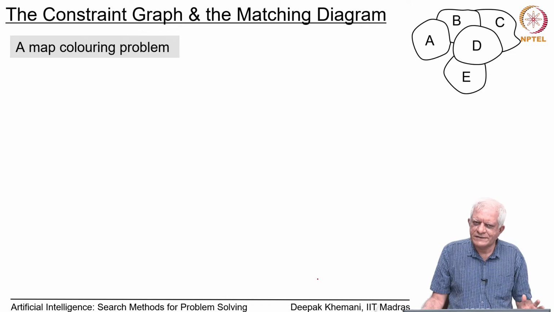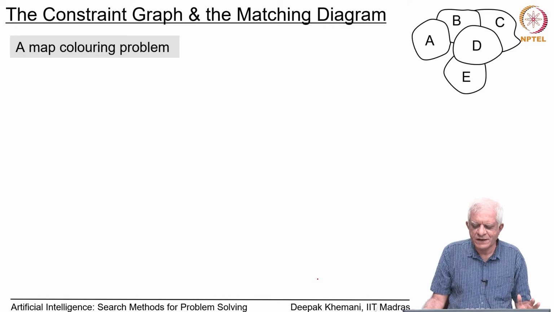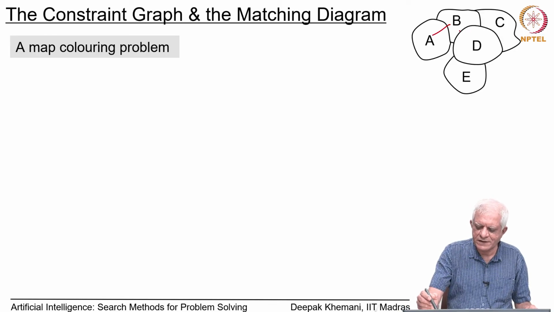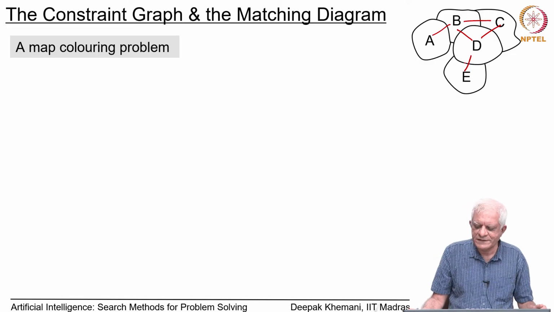The problem is to assign a color to each region from its domain, such that no two adjacent regions have the same color. So, A and B cannot have the same color, B and D cannot have the same color, D and E cannot have the same color, B and C cannot have the same color, and so on. This naturally lends itself to a representation which computer scientists really like: these are the relations between these different regions, that you can't color them in the same color.